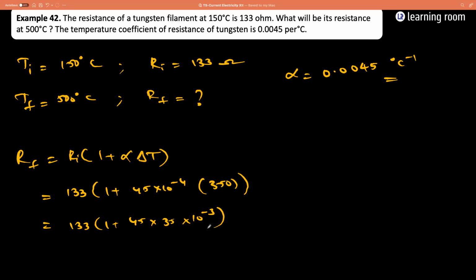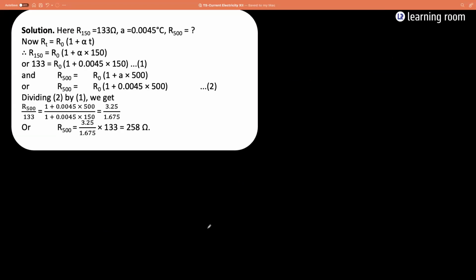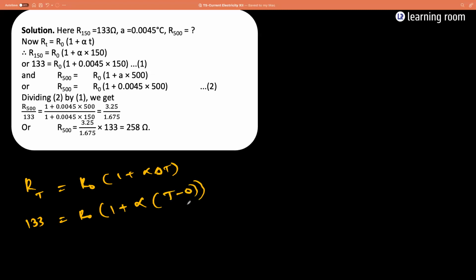No, sir. In the solution, what did he do is he took the absolute temperature into consideration. So for that 150, he took the 0 as a combination. I'll tell you what he did: RT is equal to R0 into 1 plus alpha delta T. So RT he took as 133, is equal to R0, he left it as it is, into 1 plus alpha into T minus 0. And the 0 gives R0. Oh, okay. He took it like that and then solved it, but you should still get the same answer.